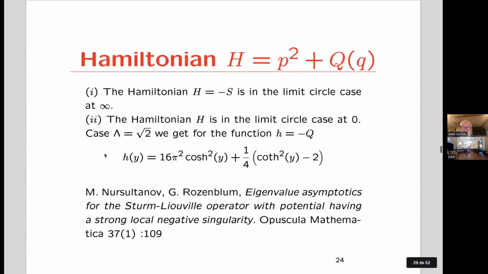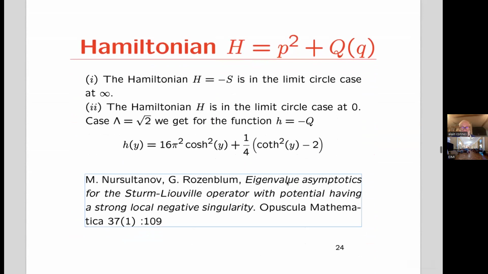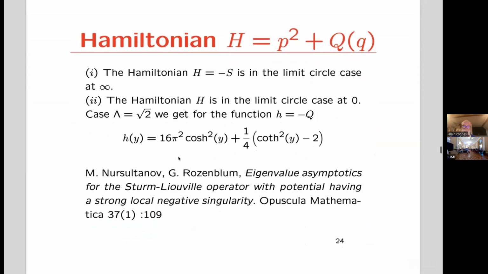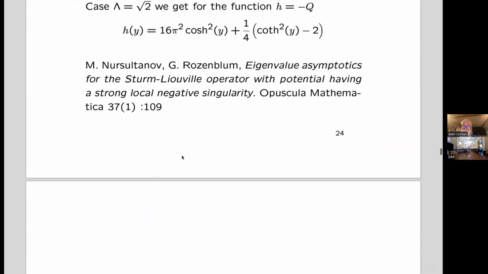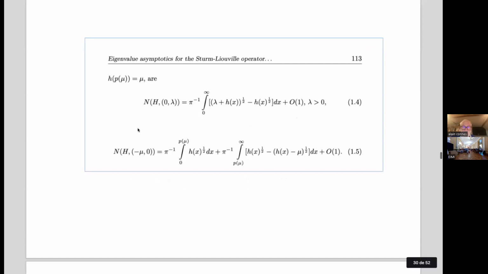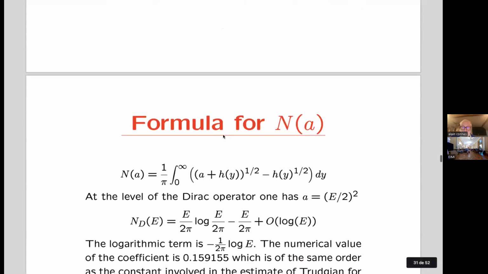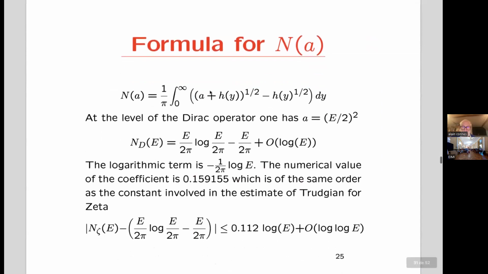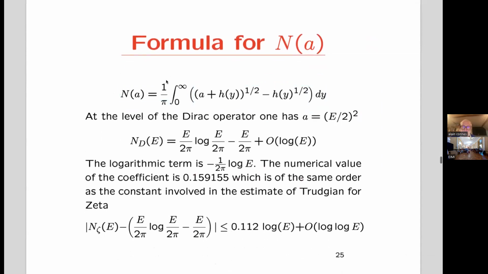And you have to use for that some results about eigenvalue asymptotics for Sturm-Liouville operators with potential having a strong local negative singularity. So this is typical of what we have. And then when you input the potential in the formulas, which are classical formulas for the number of eigenvalues which are positive and the number of eigenvalues which are negative, then you get the formula for this number of eigenvalues that we are computing here. This integral is now much more delicate to compute. It's a type of elliptic integral, but it's much more complicated to compute.